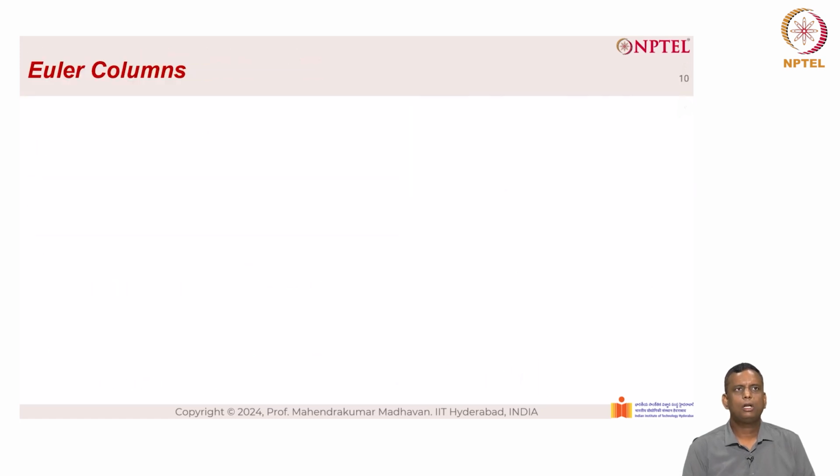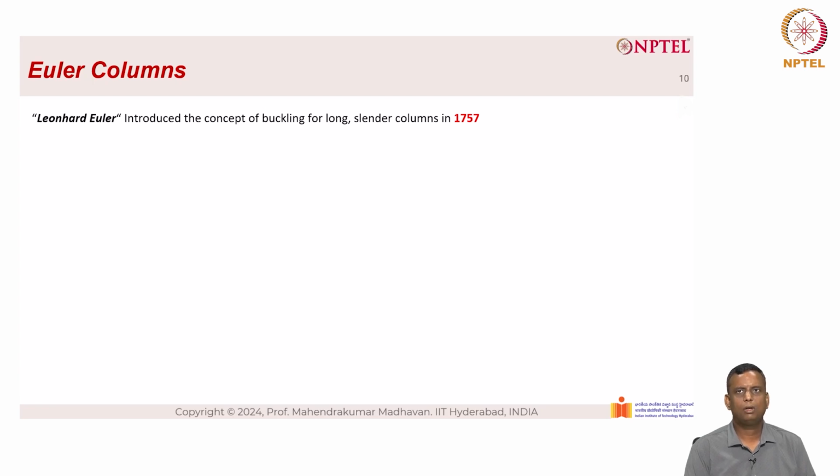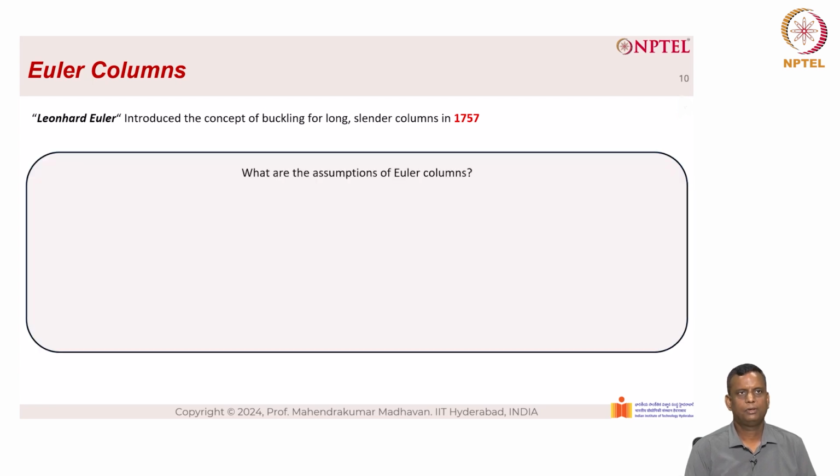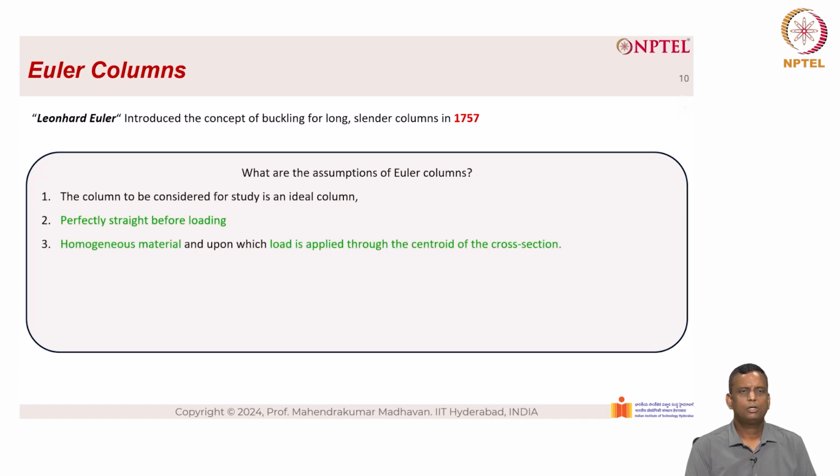Now let's look at the Euler columns. Leonhard Euler introduced the concept of buckling for long, slender columns in 1757. So, what are the assumptions of Euler columns? The column to be considered for study is an ideal column. It should be perfectly straight before loading. It's a homogeneous material and the load is applied through the centroid of the cross section. The material behaves in a linear elastic manner, obeys Hooke's law.